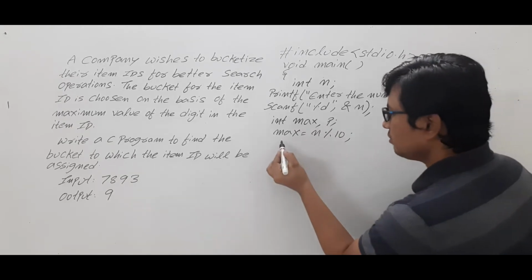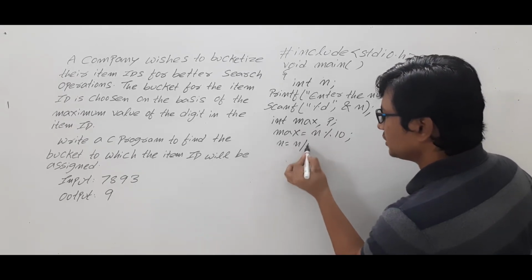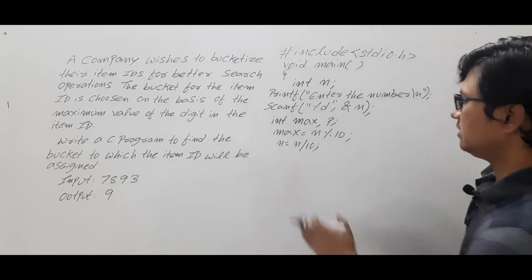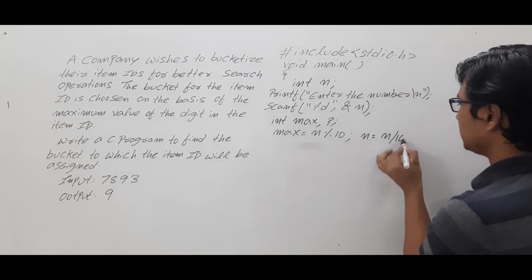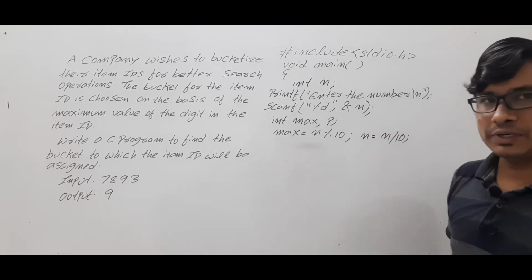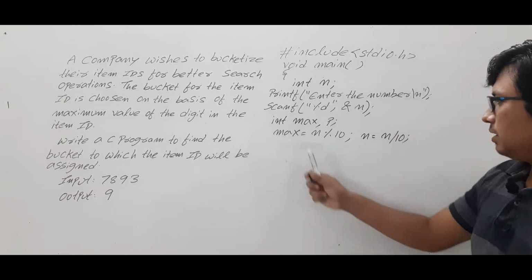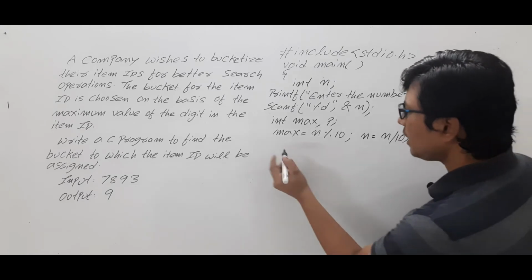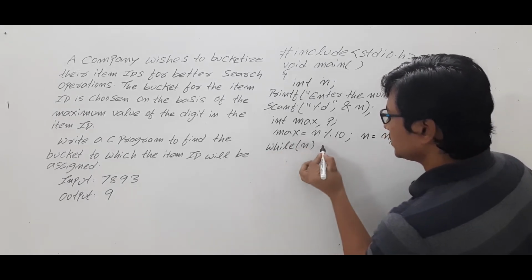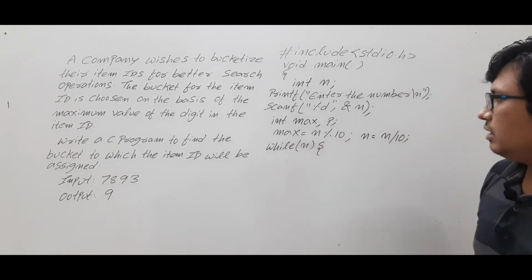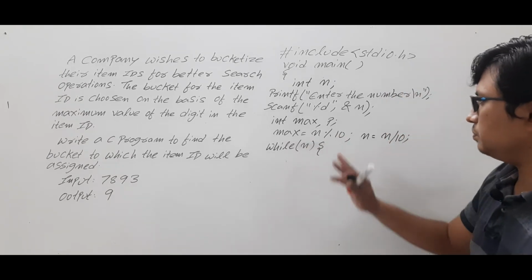Then I will do n is equal to n by 10. Let me write in a single line to use this space in an optimal way, because we have less space, we have to use it in an optimal way. Is it clear? Now what I will write, while n. Now look at here, what I should do.